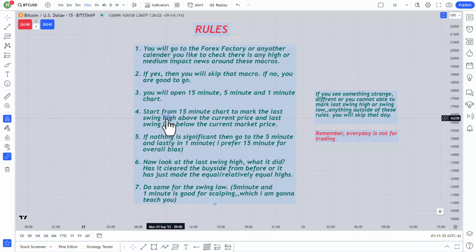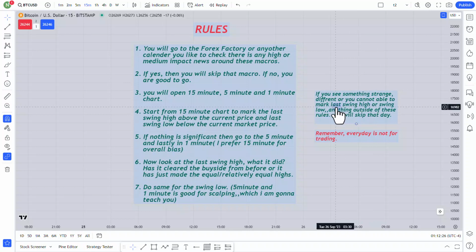The second thing: start from the 15-minute chart to mark the last swing high above the current price and the last swing low below the current market price. Just keep it in mind. Lastly, I told you, if you see something strange or different, or you cannot mark the last swing high or swing low, anything outside of these rules, you will skip that day.